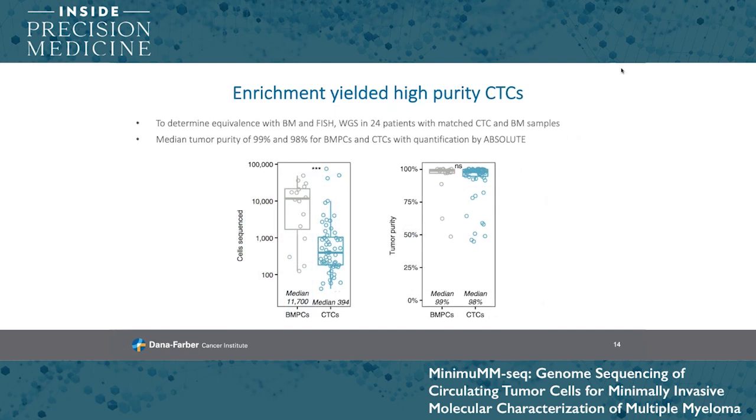genome sequencing. To determine the equivalence of CTCs with clinical bone marrow and FISH results, we performed whole genome sequencing in 24 patients where we collected matched CTCs and bone marrow samples at the same time point of clinical visit for patients. A median of 394 CTCs and 11,700 bone marrow plasma cells were isolated and sequenced. Additionally, for each patient, a germline non-tumor sample was used as a reference control. Our enrichment strategy yielded a high tumor purity result with quantification by ABSOLUTE, showing a median tumor purity of 98% for CTC samples and 99% across all bone marrow plasma cell samples.